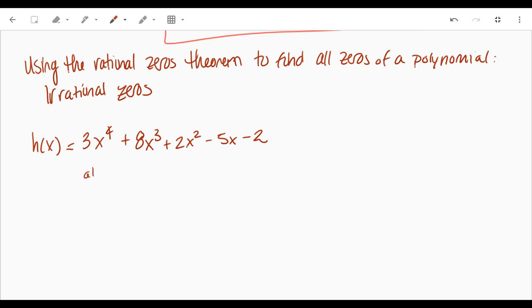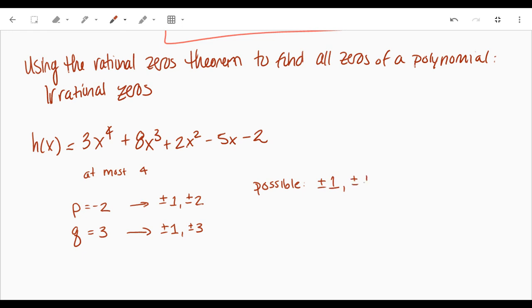So this one, again, it has at most 4 because it's a 4th degree polynomial. Okay, p is negative 2, q is positive 3. So our factors are negative 2, positive negative 1, positive negative 2. Well, this one's going to be a little bit easier. Positive negative 1 and positive negative 3 since they're both prime. Okay, so our list of possible zeros would be positive negative 1 over 1, positive negative 1 over 3, positive negative 2 over 1, and positive negative 2 over 3. Okay, so now I can start testing them.